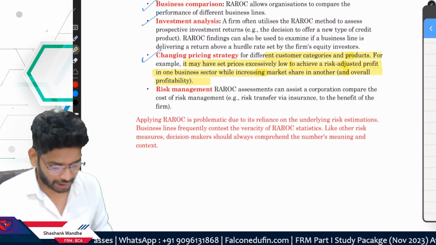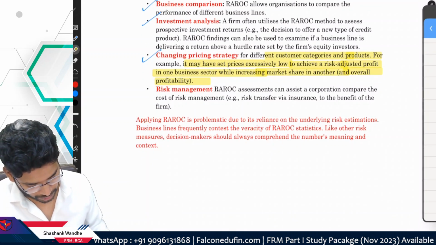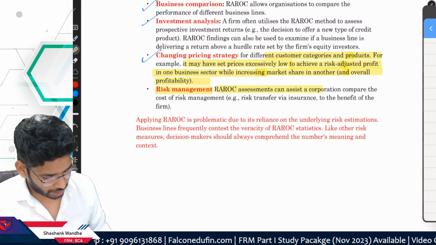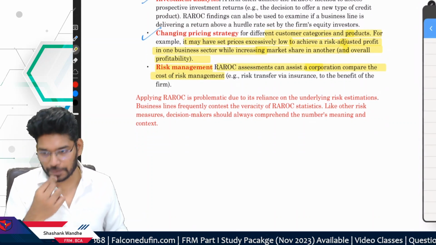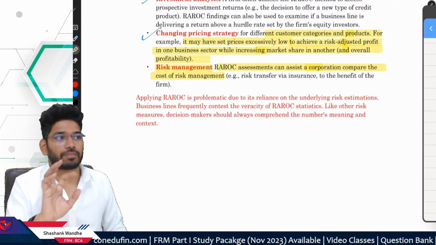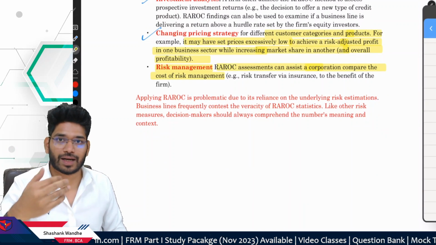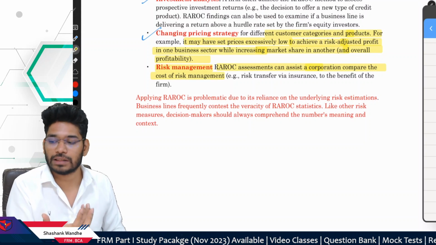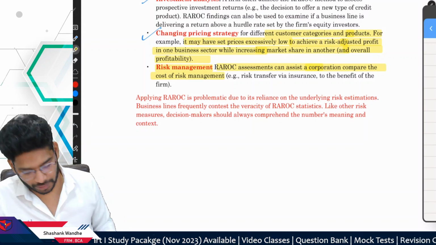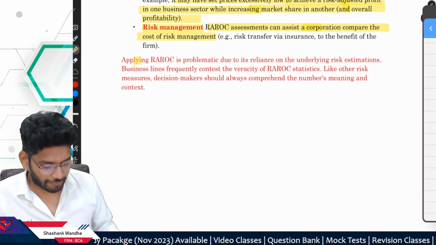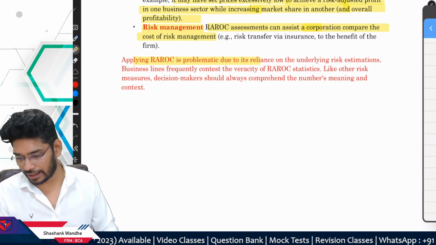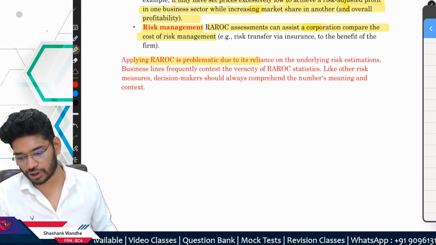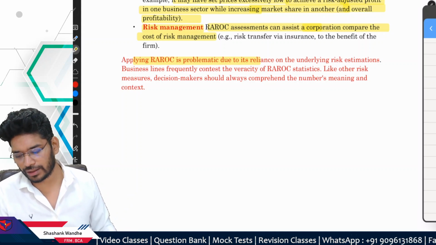Just remember for changing pricing strategy, RAROC is used, and for risk management purpose also RAROC is used. So risk management purpose is if maybe we are able to produce higher returns, but RAROC is very less, then we have to work on the risk management strategy. And we have full discussion on RAROC, as I said, in FRM Part 2, where we will see the proper step-by-step calculation. At this particular point, we don't need to bother about the detailed calculation.